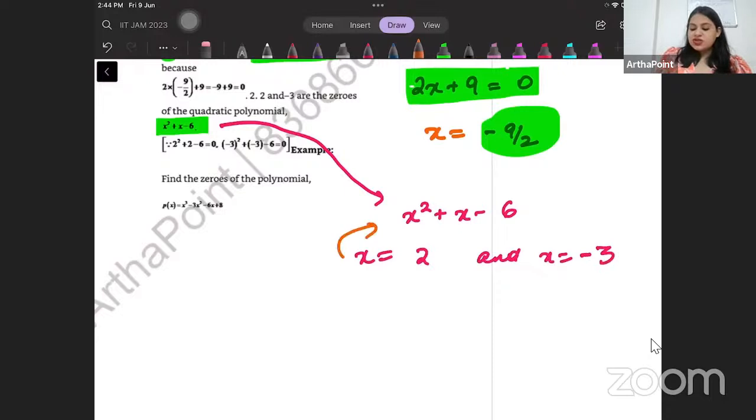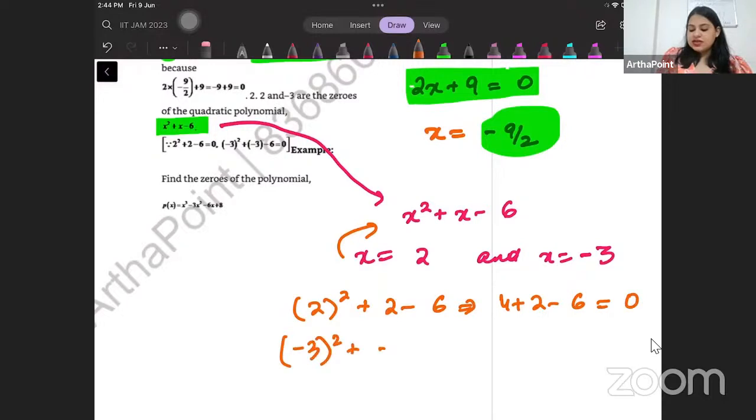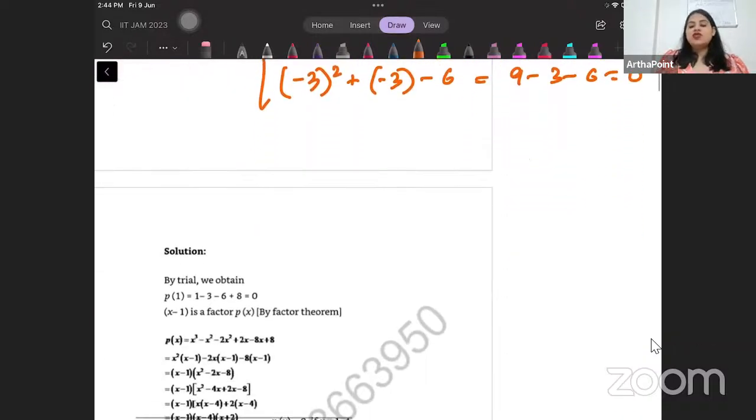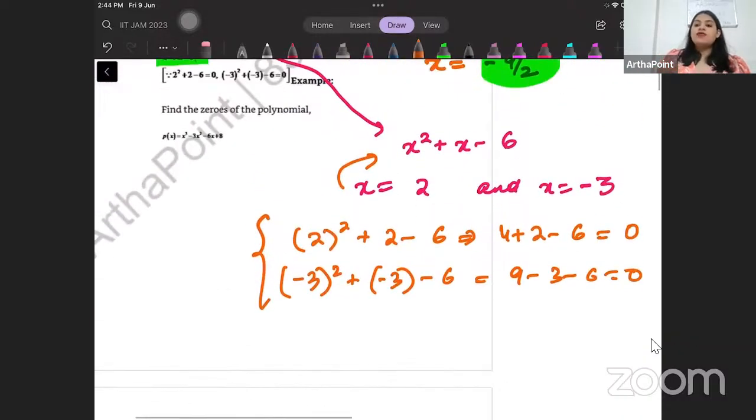When I put x as 2, I get 2 square plus 2 minus 6, 4 plus 2 minus 6, 6 minus 6 is 0. Similarly, when I put x as minus 3, I will get 9 minus 3 minus 6, which is 0. So these two are in fact zeros of the polynomial. In order to find zero of the polynomial, you have to find those x's such that when you put those x's, the equation becomes 0.